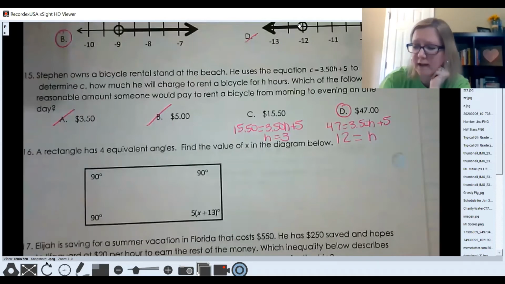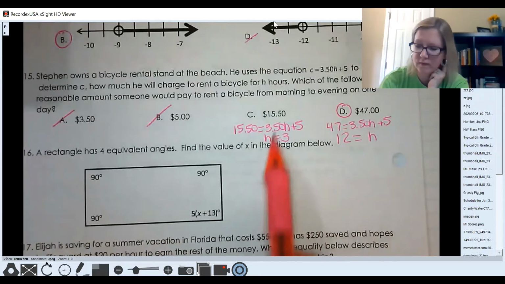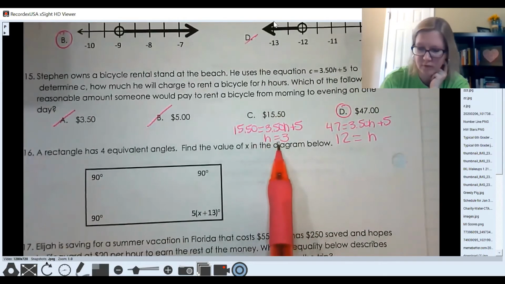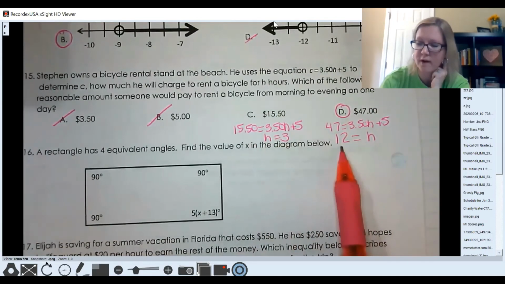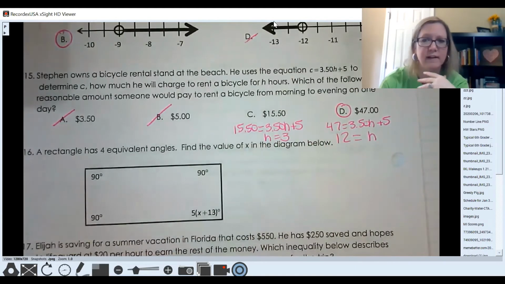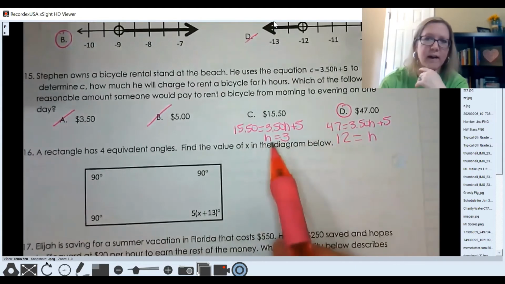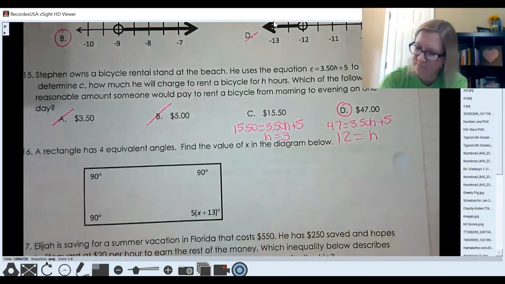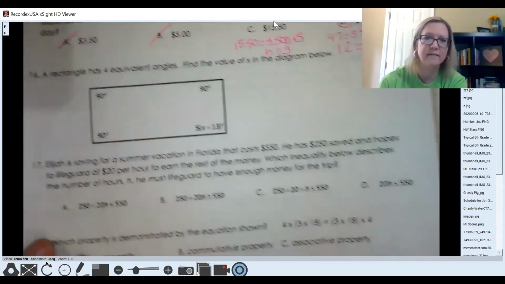Okay, when I solve that one, I get H equals 12. So this amount would be true if it's 3 hours of rental. This one is true if it's 12 hours of rental. So if it's from morning to evening, that's more likely to be 12 hours. 3 is not long enough. Okay? All right, problem number 16.